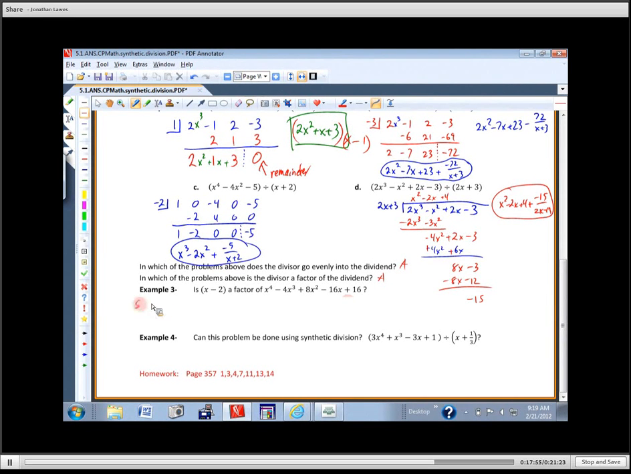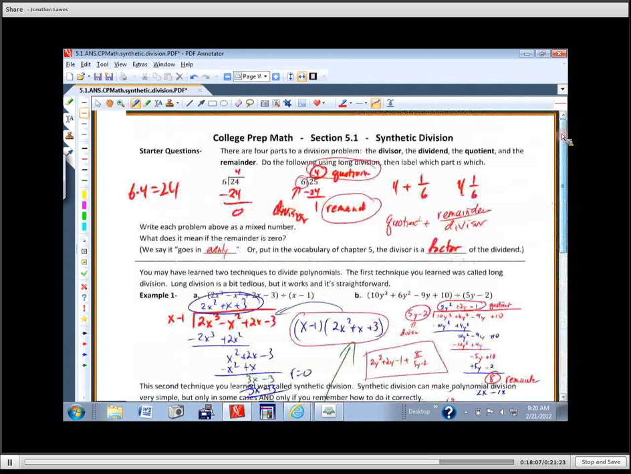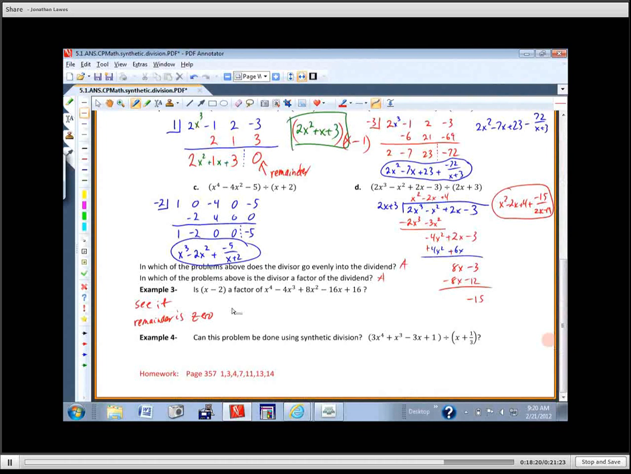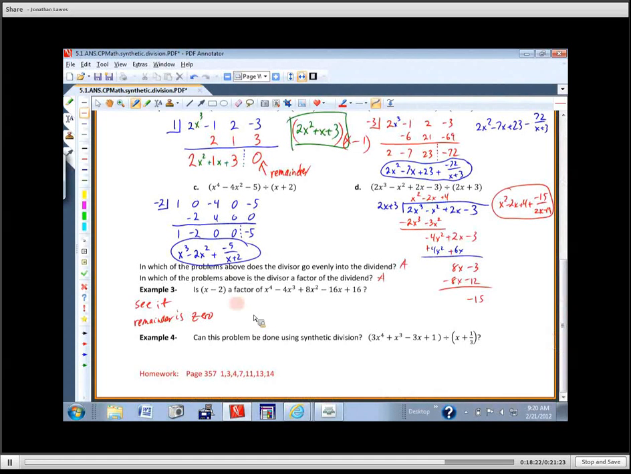Divide. See if the remainder is what? If the remainder is 0, that means it goes in evenly. Just like the problem that we started off with, 6 into 24. Because the remainder is 0, that means it goes in evenly. That means 6 is a factor of 24. So if all we have to do is check and see whether or not it's a factor, let's do synthetic division. So let's put a 2 in the box.